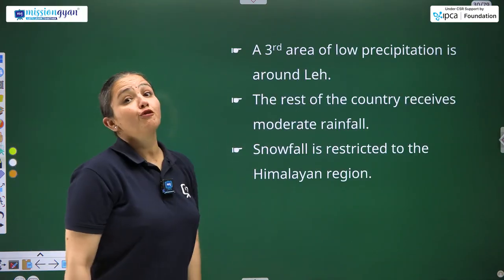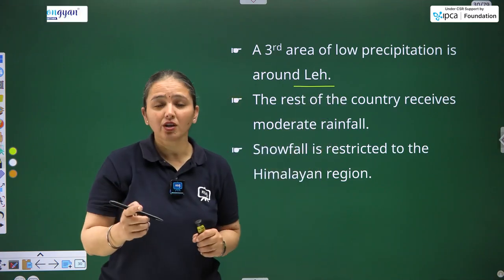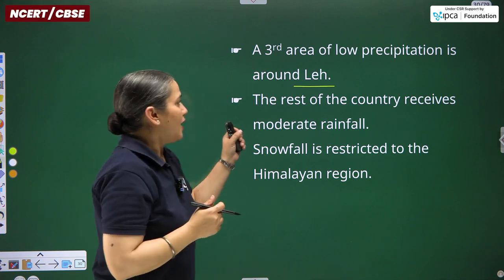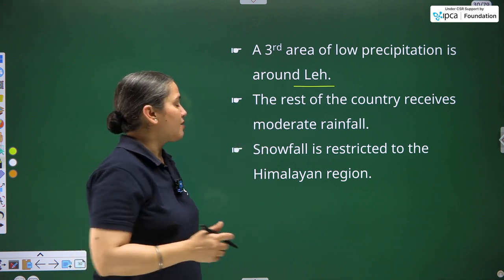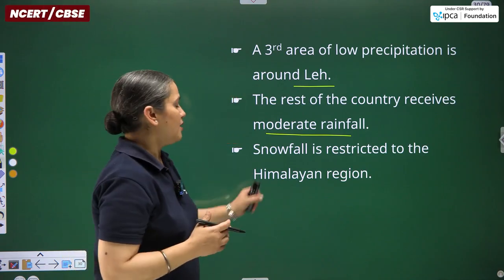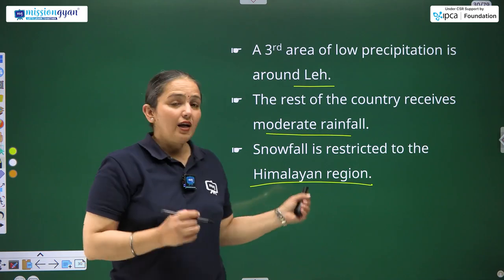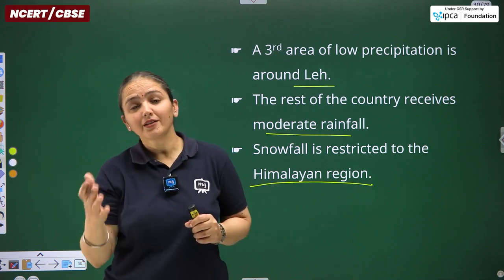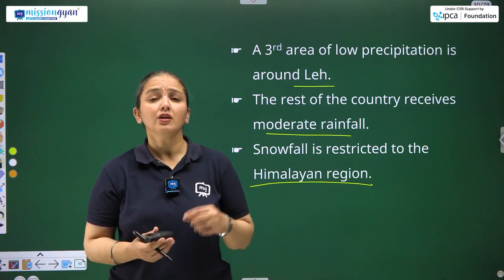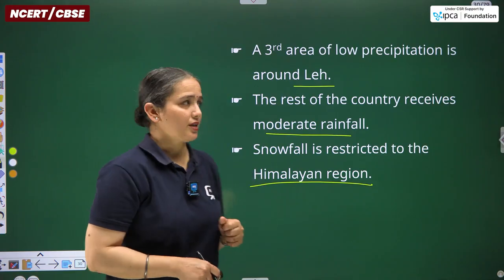A third area of low precipitation is around Leh, because it is a cold region located at a very good altitude, and the rest of the country receives moderate rainfall, neither too high nor too low. Snowfall is restricted to the Himalayan region only. Snowfall is one type of precipitation, and precipitation occurs in liquid, semi-solid and solid forms.